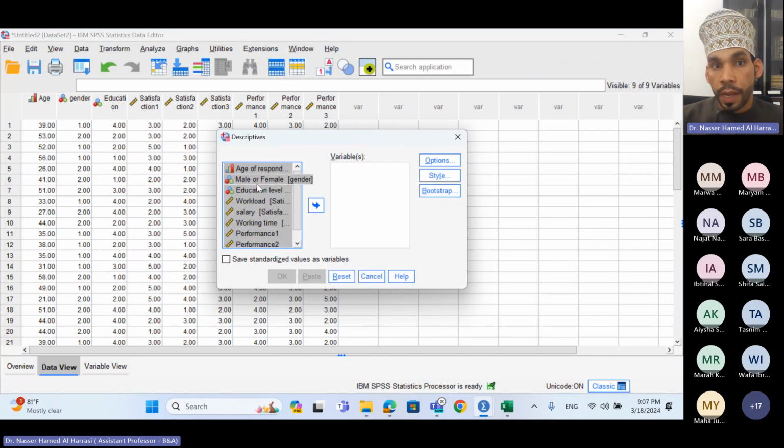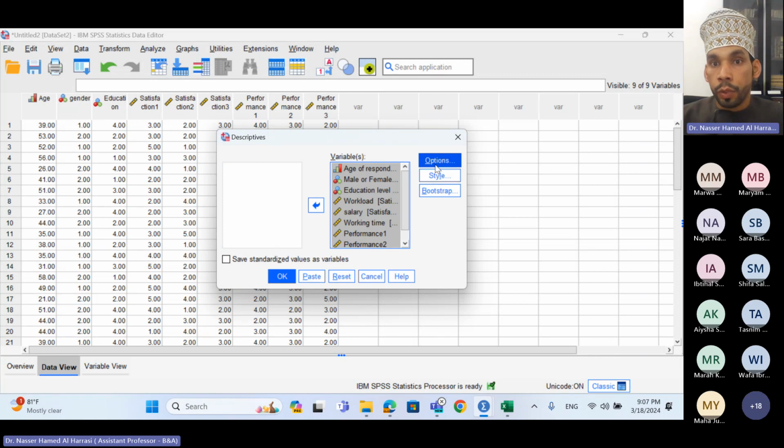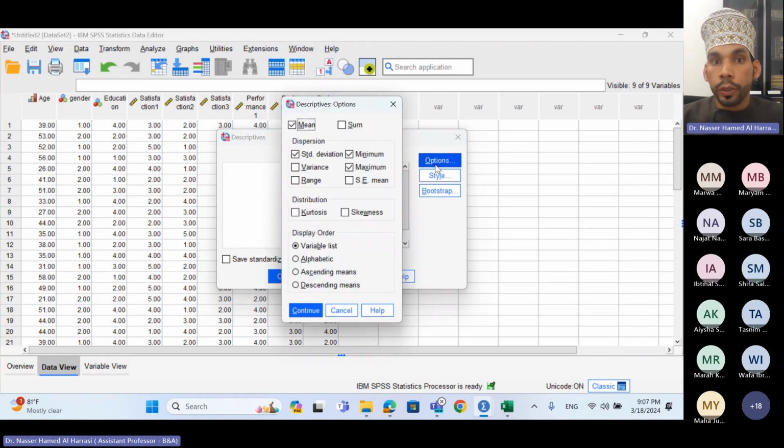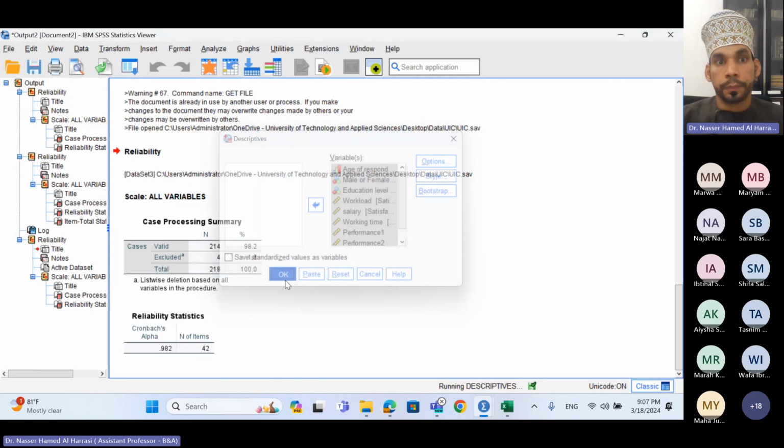The age, male, education, workload, salary, working time, performance, all of them, we are going to bring it here. Then we will go to the options. Which test are we looking to have? We don't want minimum and maximum. We would like to get the mean and standard deviations. Make sure from these two tests. In descriptive, we would like to get the mean and standard deviations. Then click continue, then click OK.